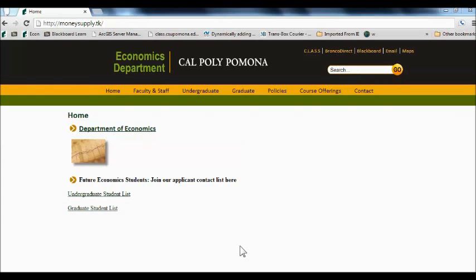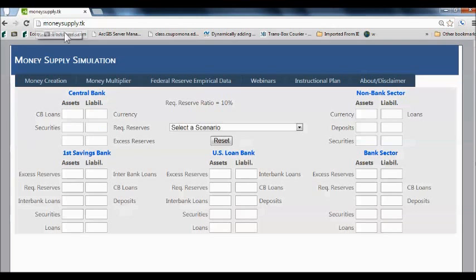The money supply simulation runs inside a web browser. That means instructors or students have nothing else to do than type in the URL and start the simulation. The simulation comes up with an accounting framework that is very similar to the one used in most textbooks. It has a central bank account, a non-bank sector account, and a bank sector account. The bank sector account is split up in multi-banks, in this case 2 banks, US Loan Bank and First Savings Bank.